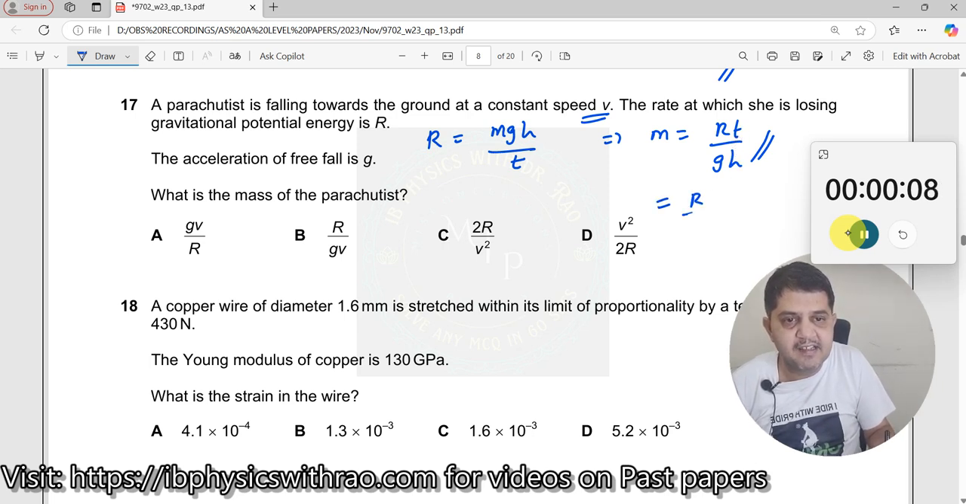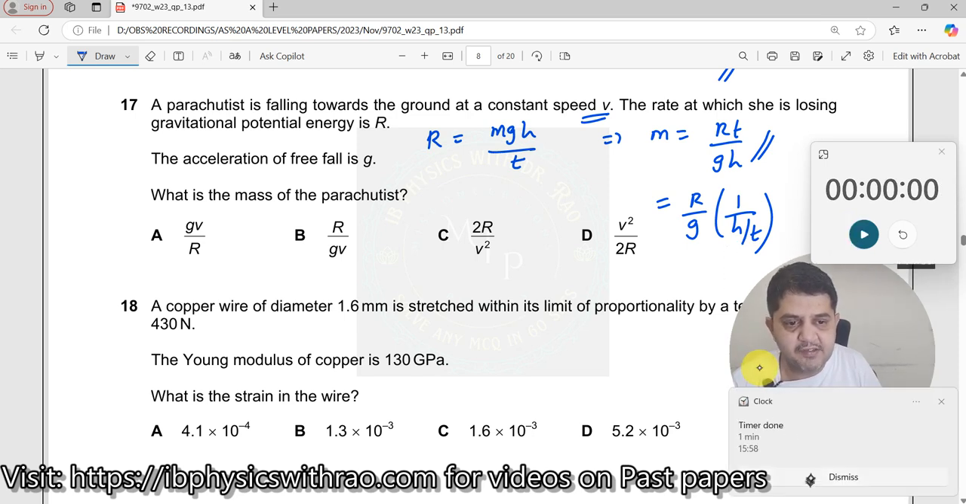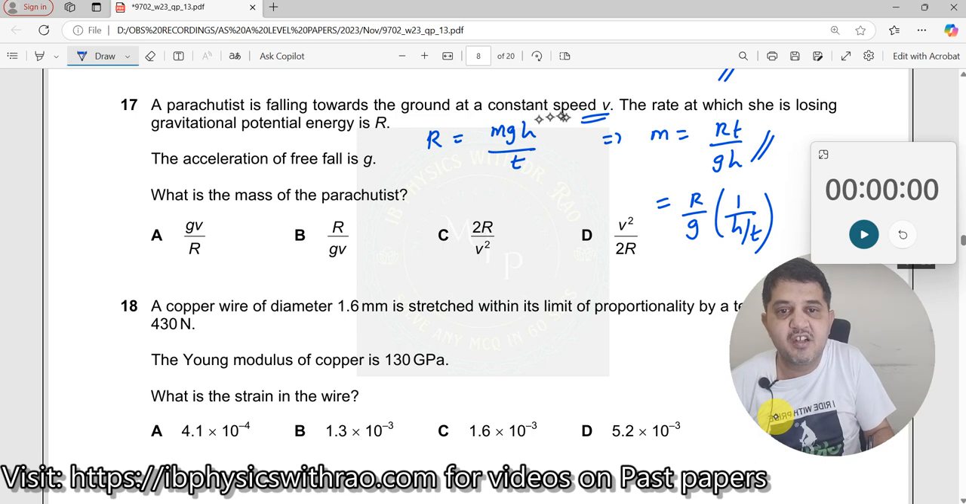I will write this as r by g into 1 divided by h by t. When I write like this, what is h by t? Distance by time. What is distance by time? Velocity. Can I use that one? Yes, you can use. The reason is because it says constant speed v. So thus I can now write this as r by g into v. Okay, h by t is v. So thus r by gv. Where is r by gv? Answer is b. Okay.